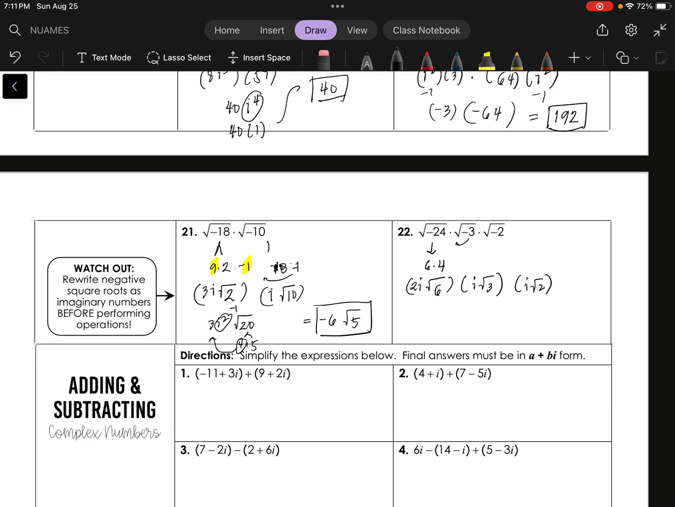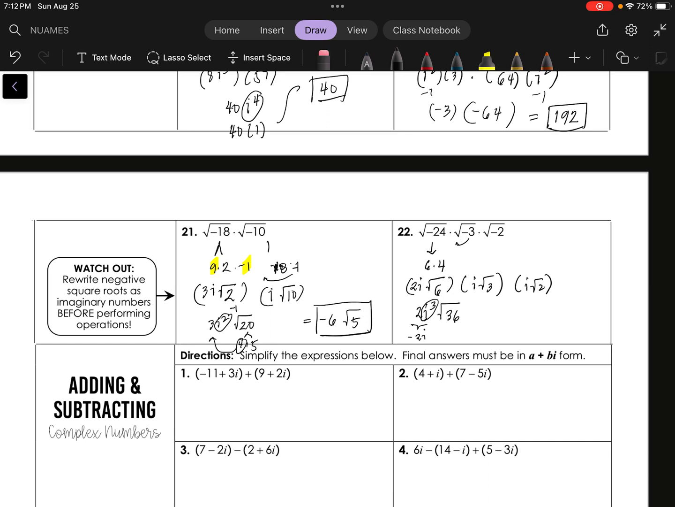And then let's try to multiply them. You end up having 2i times i times i. That gives you 2i raised to 3 times square root of, what is 6 times 3? 18 times 2, that gives you 36. So i cubed here, if you notice, will just give you a value of negative i. So this can be simplified as negative 2i.